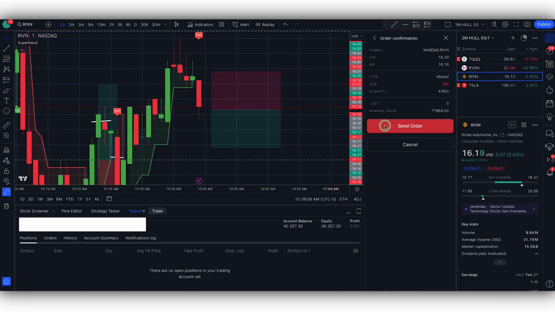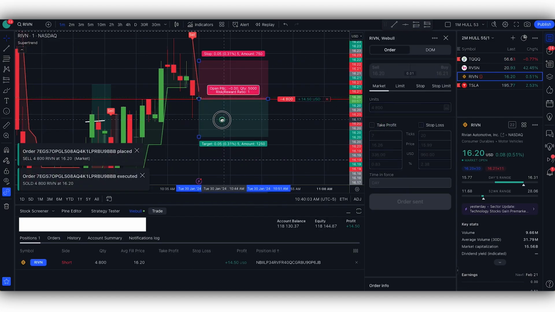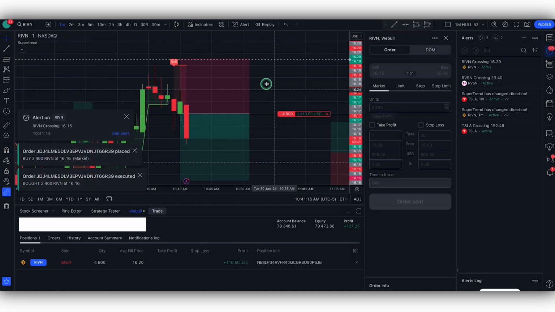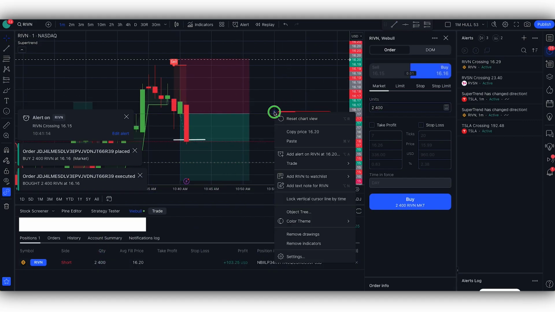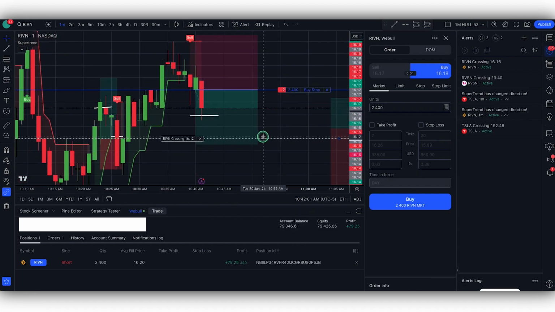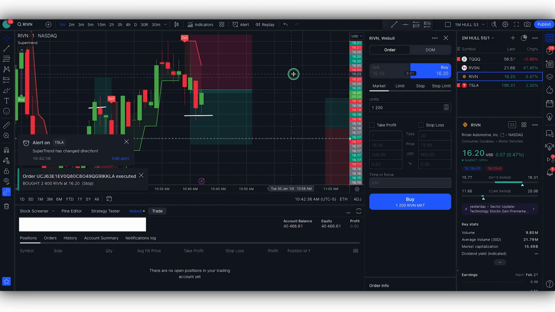Looks like this candle is about to close on a sell signal, so I'm going to go in on Rivian. Alright, I just sold half. The remainder, 2,400 units, right here. I'm going to hit stop to buy back, stop loss right there. Okay. Alright, that just hit break even.